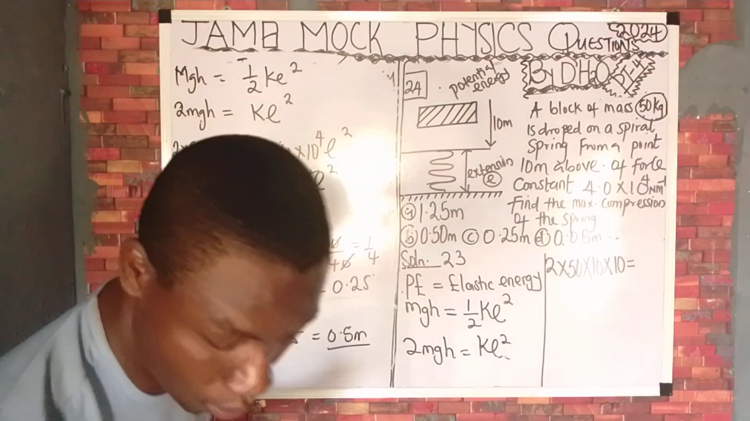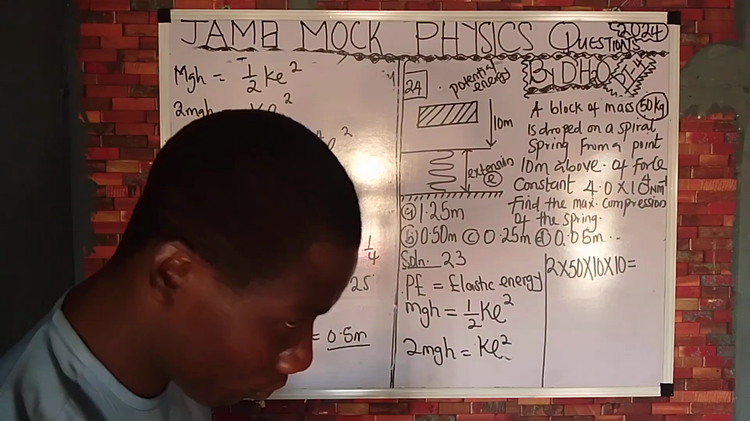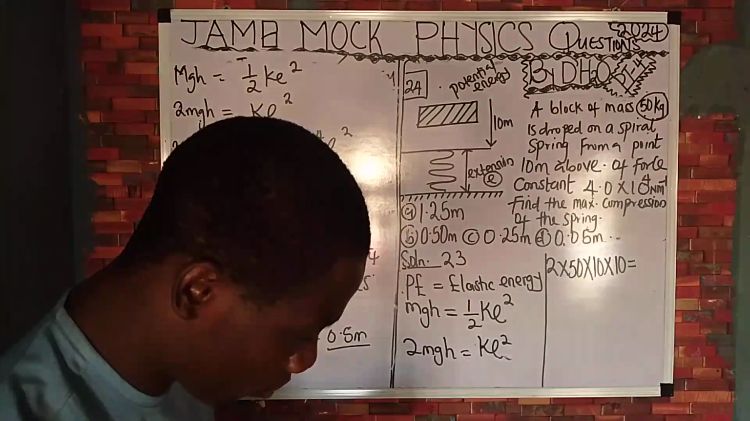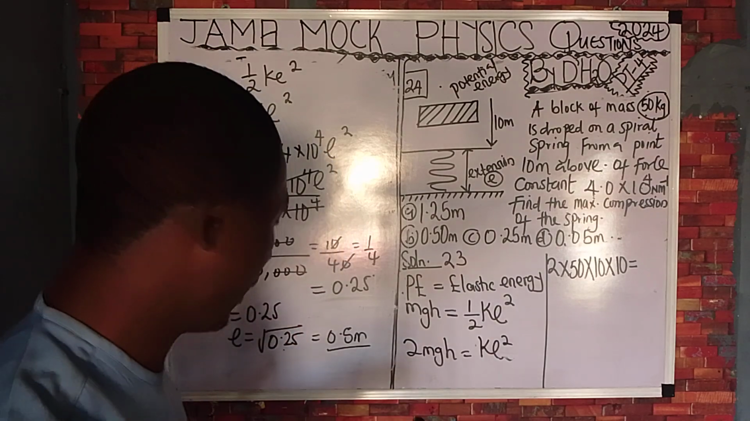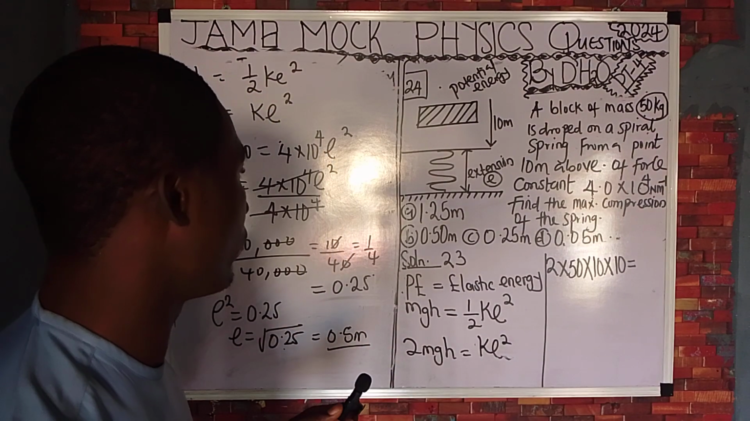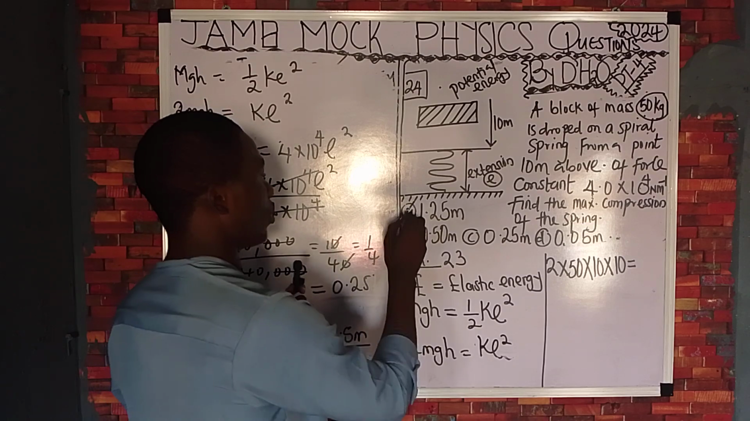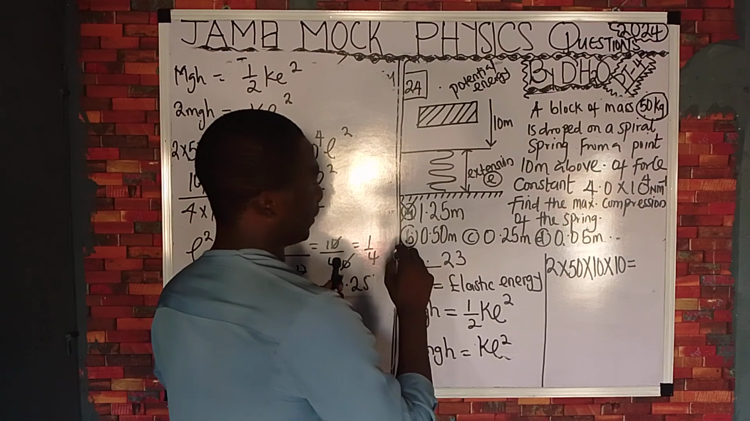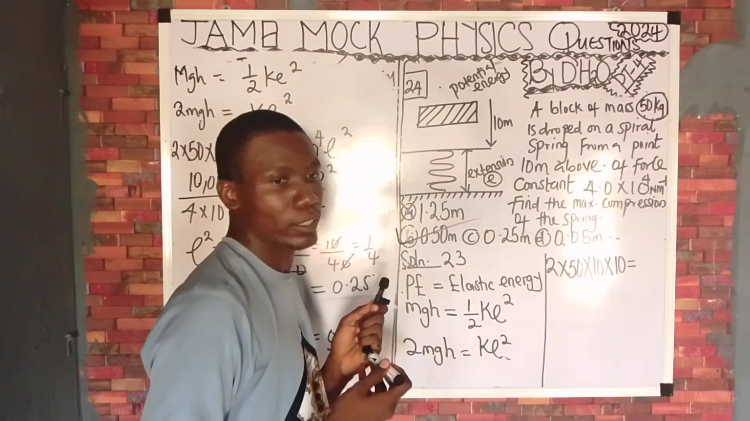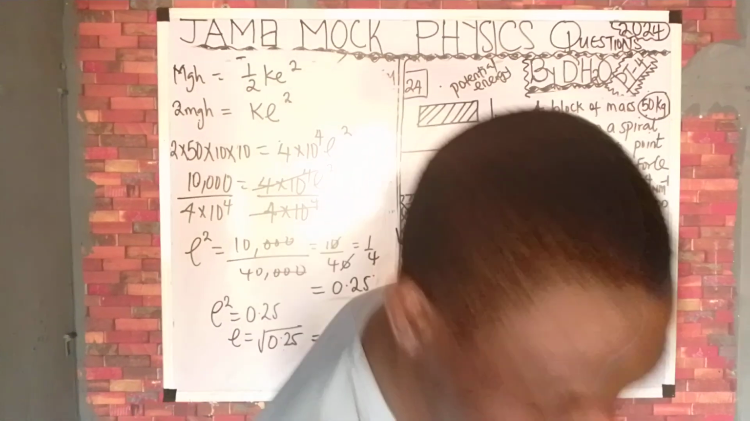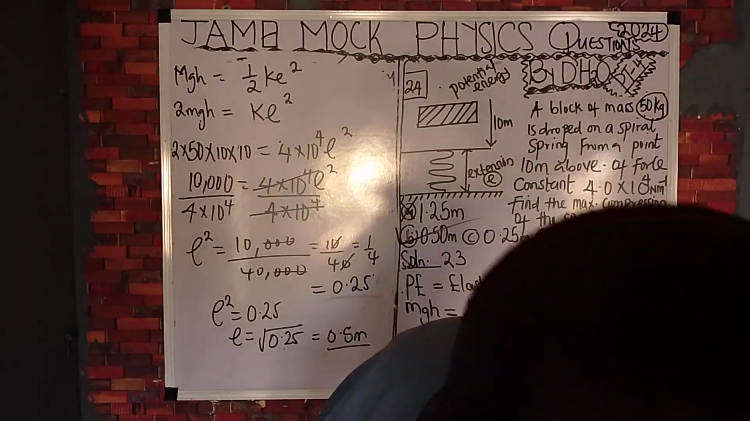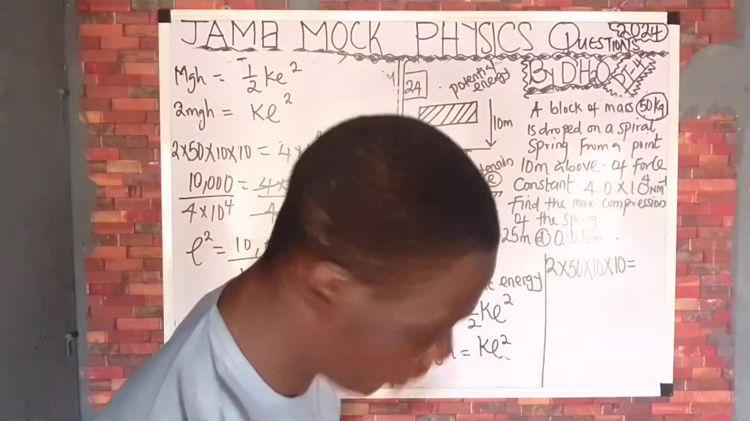Let's confirm this on our calculator. Square root of 0.25. Yes, we have 0.5 meter. So our answer is not A. Our answer is B. Thank you very much. We are going to take more questions on this video lesson. Let's take more questions.